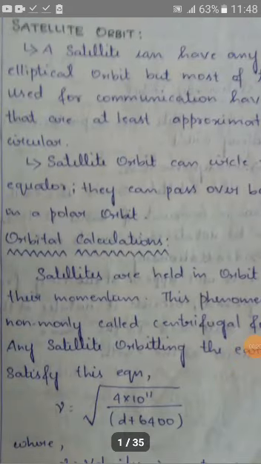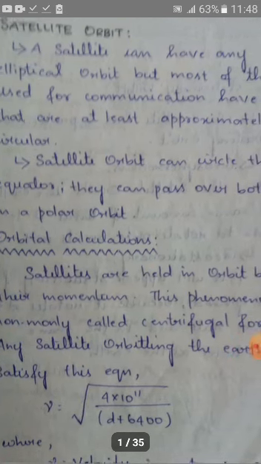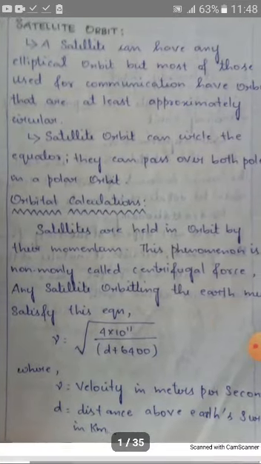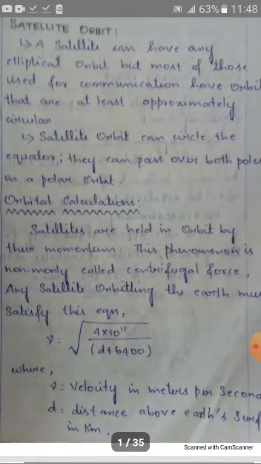Today we will take the topic of satellite orbits. Satellites can have any elliptical orbit, but most of those used for communication have orbits that are at least approximately circular, which means the satellites are always rotating in orbital motion. They are used only for communication purposes.